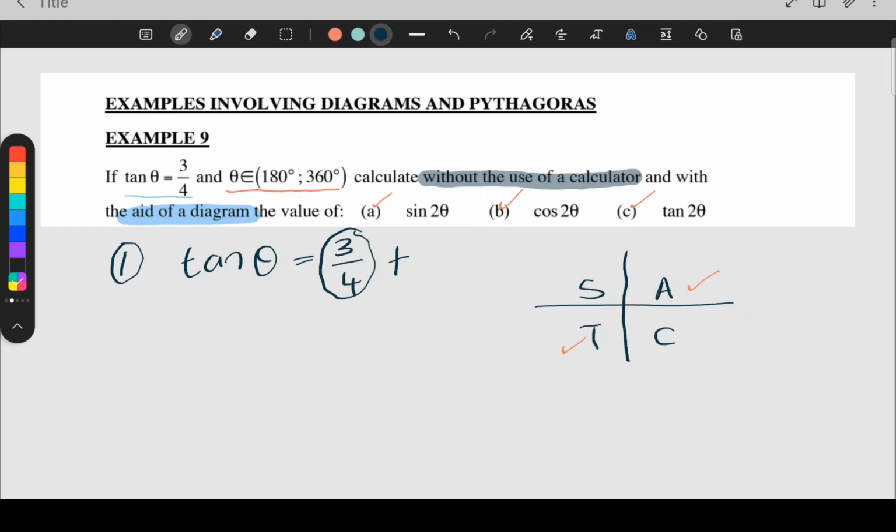Then we have another restriction. It says that the angle is between 180 and 360 degrees. So this is 0, this is 90, this is 180, and this is 270, back to 360. So our angle is between 180 and 360. So do you agree it's either in this quadrant or in this one? So you always ask yourself, where do I have two ticks? So I have two ticks here in quadrant 3. I'm going to draw my diagram in quadrant 3.